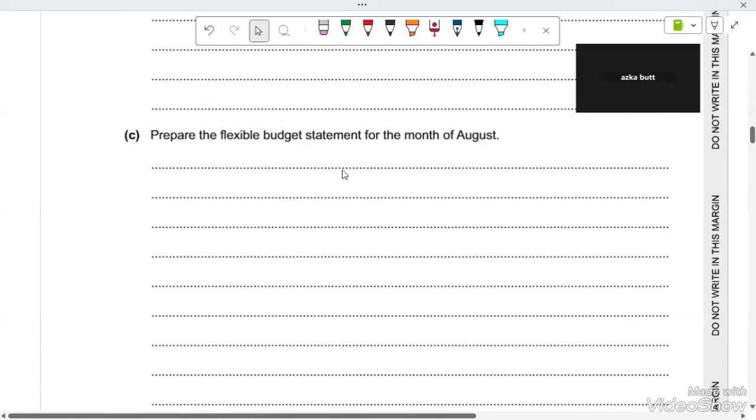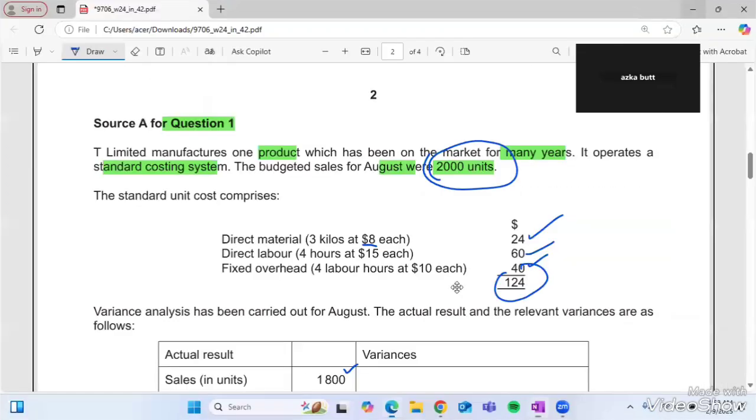So first of all, we know that our total standard cost per unit is $124. So what does it mean? It means that company had initially planned to produce and sell 2,000 number of units in August. Okay, and each unit was expected to cost $124, and which includes material, labor, and overhead. So what was the actual performance? So actual performance for August was this.